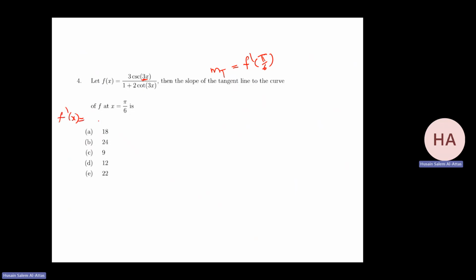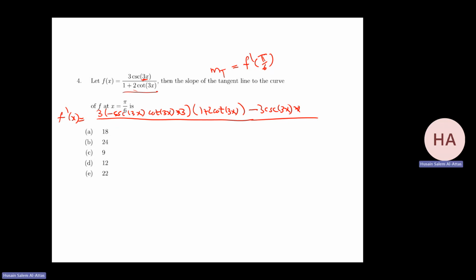f prime of x will be 3, here I have minus cosecant 3x cotangent 3x, times 3 times the denominator, minus 3 cosecant 3x times the numerator times the derivative of the denominator. That will be minus 2 cosecant squared 3x times the derivative of this, times 3, over (1 plus 2 cotangent 3x) all squared.